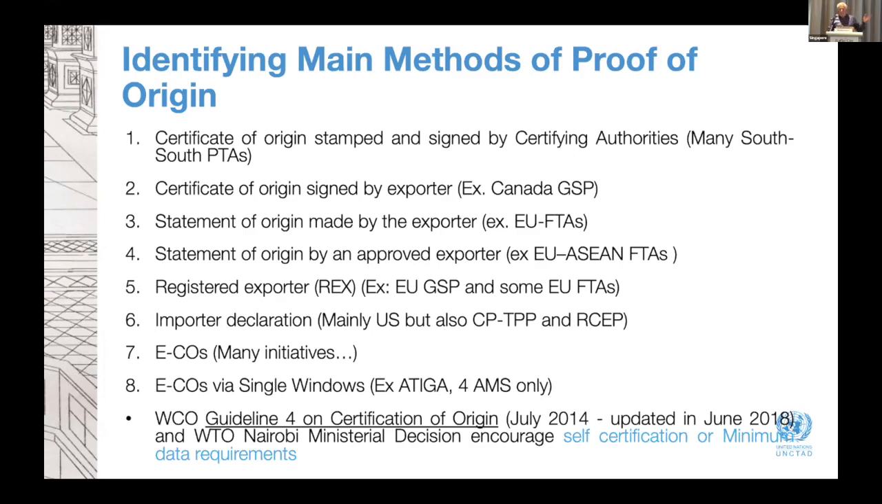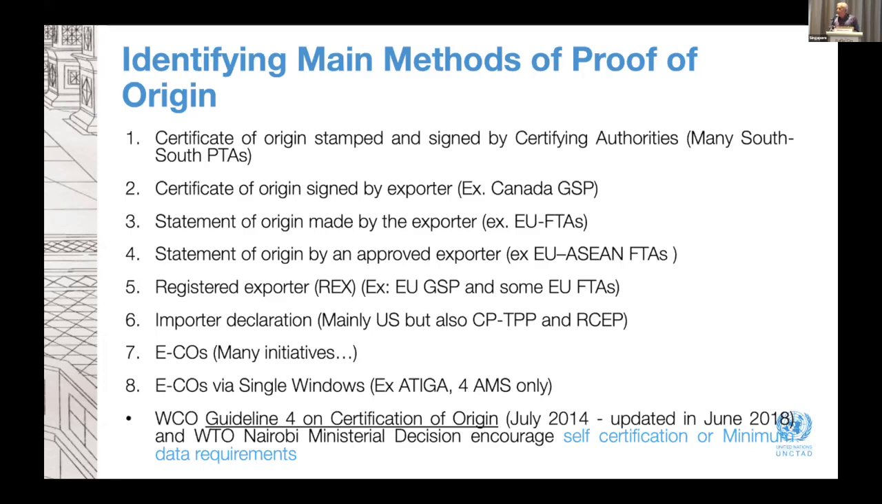And then, as our colleagues from ESCAP just discussed, we have the e-COs. There are many initiatives in which the issue of proof of origin is managed by IT solutions. And most recently in ASEAN, we have e-COs that are transmitted through the ASEAN Single Window. I think my colleague is going to focus on this later to discuss more on the implementation of the e-COs. So we have this variety of proof of origin.